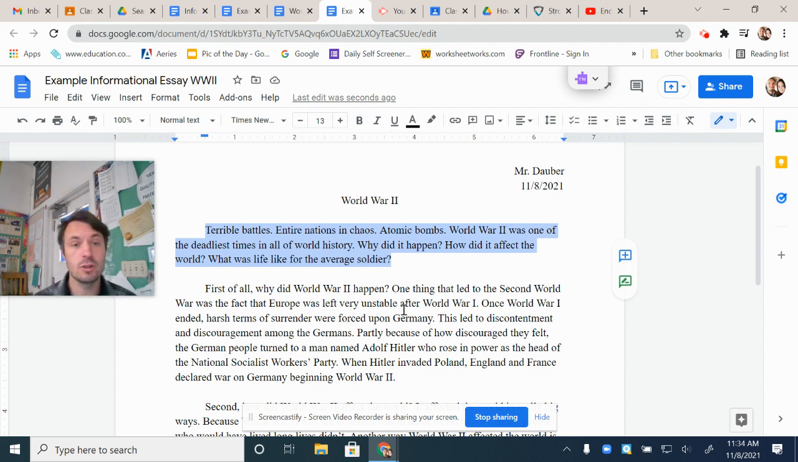It hooks the reader first by saying terrible battles, entire nations in chaos, atomic bombs. That hooks the reader with the strategy of artful sentence fragments. World War II was one of the deadliest times in all of world history. That hooks my reader by sharing information. It also introduces the topic. It lets the reader know, hey, this informational essay is going to be all about World War II.